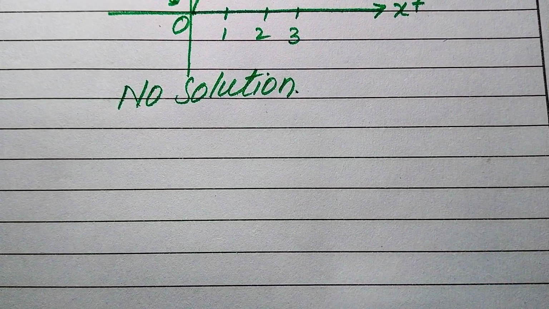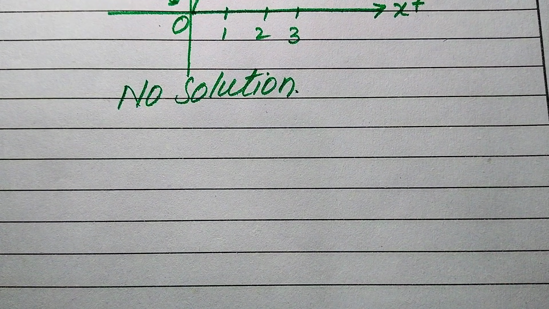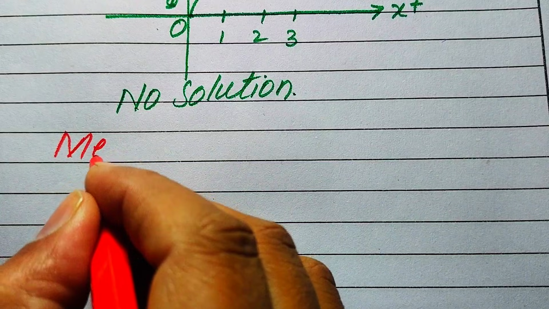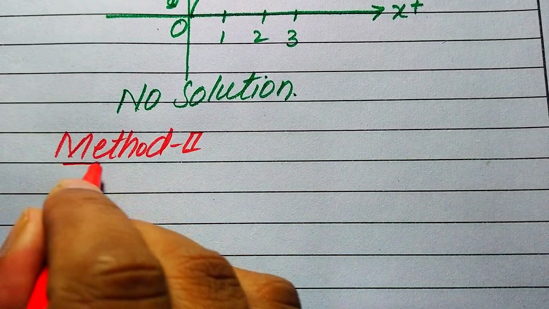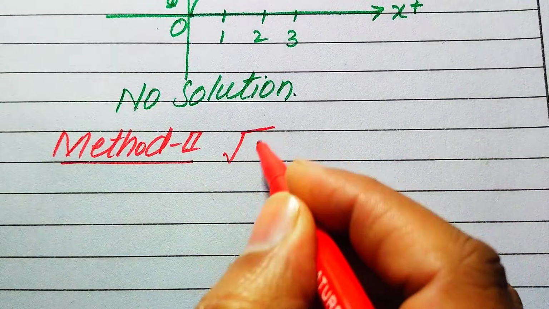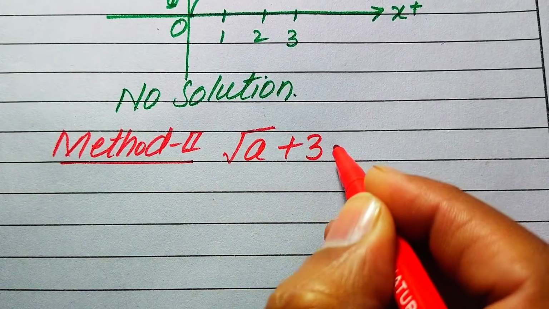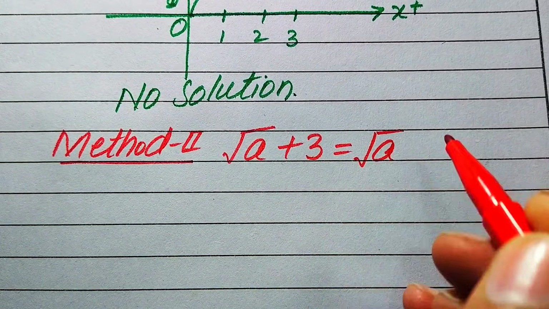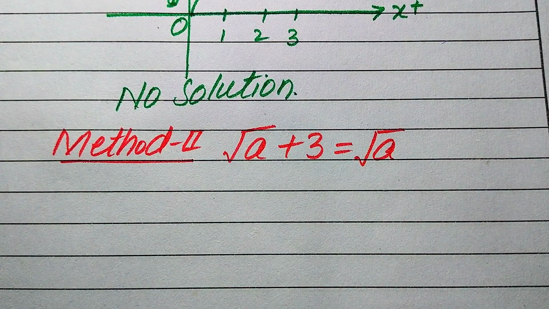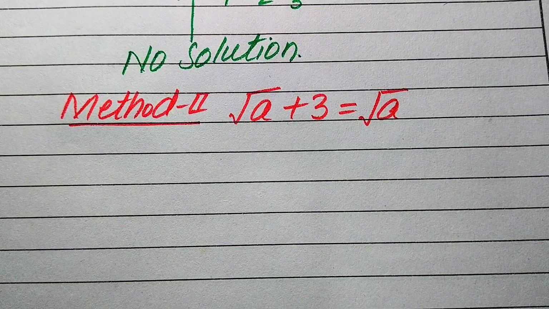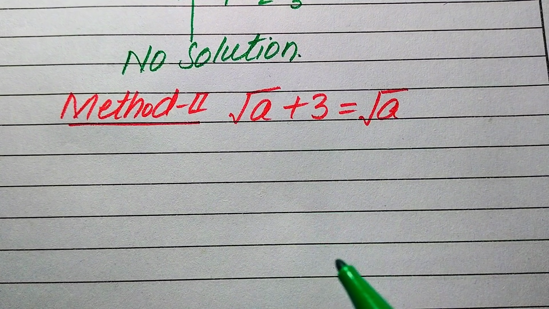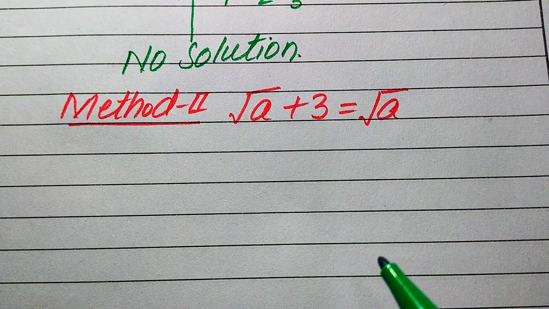Now we solve this problem by the second method, which is our traditional method. In this method we first copy down the given question statement: square root of a plus 3 is equal to square root of a. If in your exam you need to find the values of a, then you can use the second method. And if in your exam you just need to determine the solution, then you focus on the first method.